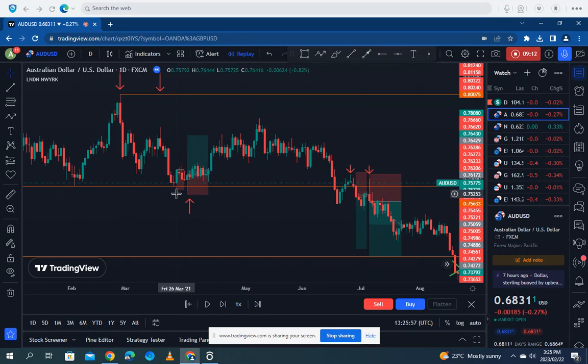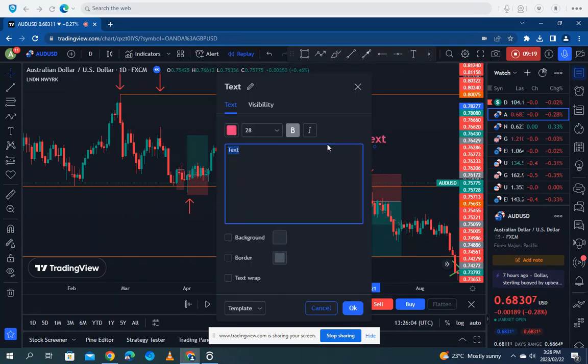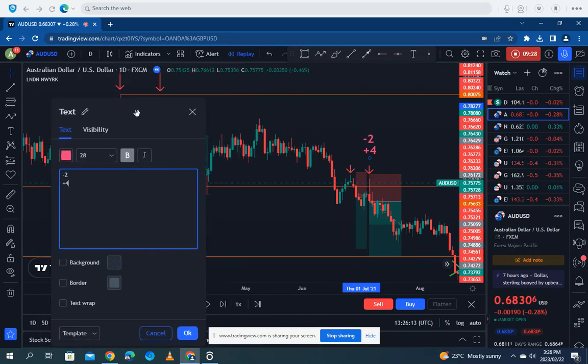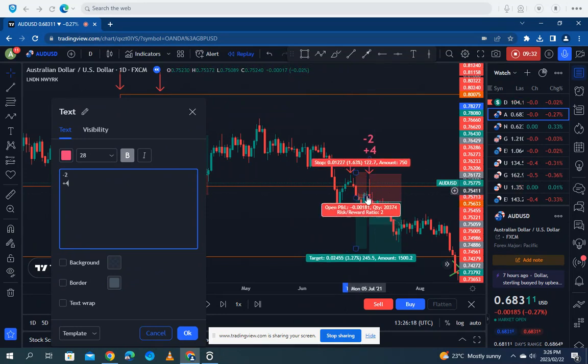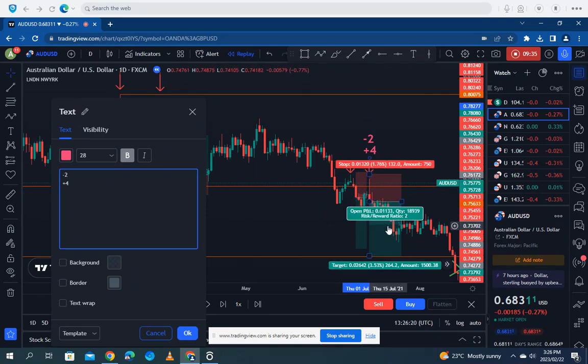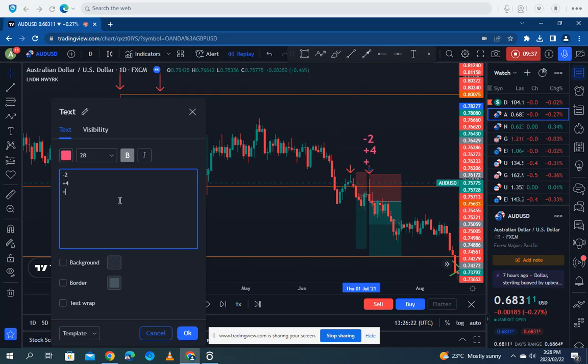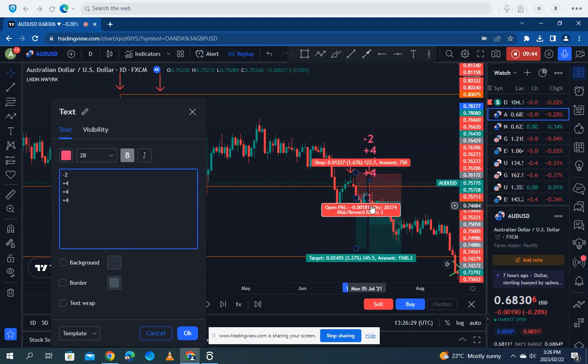So let's count the numbers. We took one trade here and we lost. That's minus $2. We took another trade here and we won, so that is plus $4, right? And then after that trade, we didn't get a trade here up until here, and we won both trades here, right? So that is 4 plus 4. We won one trade, which is $4. Then we won another $4, right?